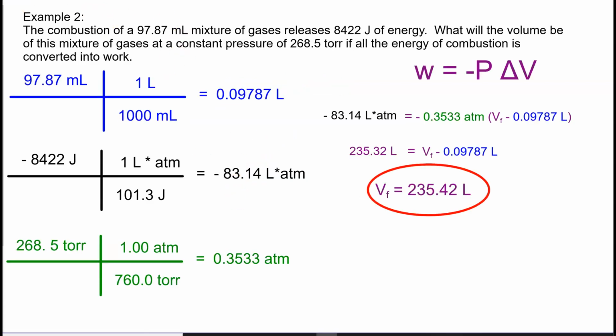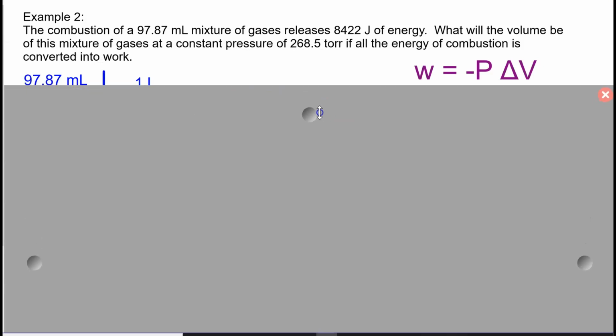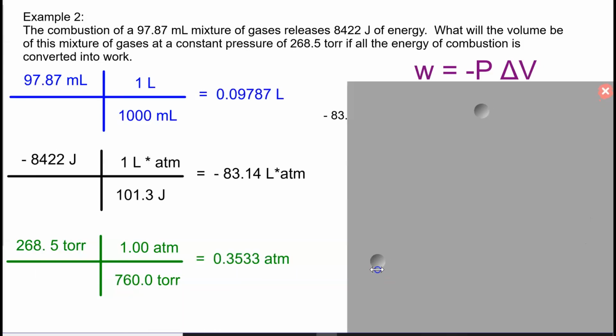So here we go. I have started that problem here. We have the formula that we need, and then we made the 3 conversions. So let's go through those 3 conversions. We have to get this 9787 milliliters into liters. This is the conversion factor. I expect that you know there's 1,000 milliliters in a liter.